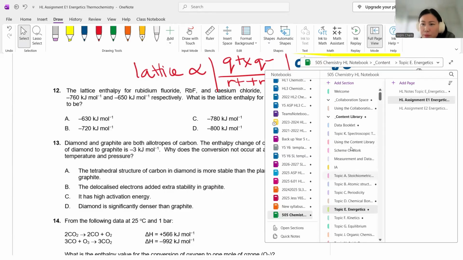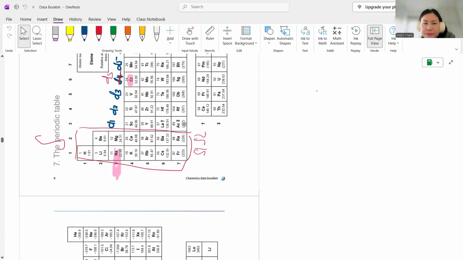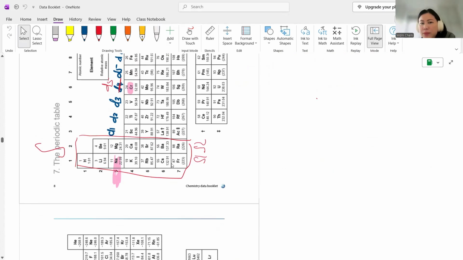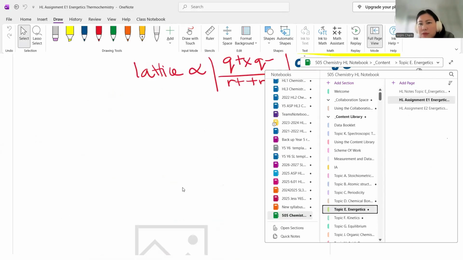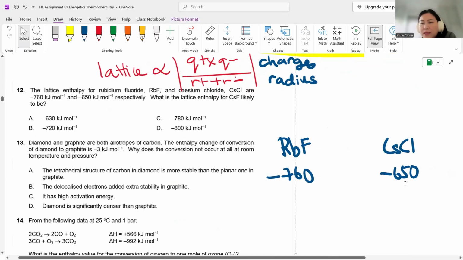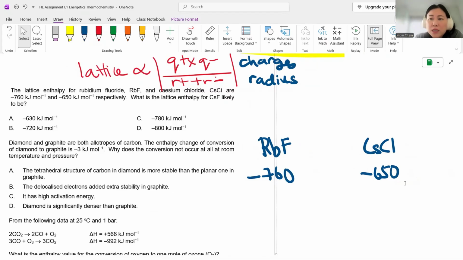So if you go to your periodic table, then you will be able to see that Cs is actually bigger than Rb. So Cs is bigger than Rb, right? So if Cs is bigger, then that's why its lattice energy is lesser in terms of energy evolved, because lattice energy is inversely proportional to the sum of ionic radius. So because this is larger.